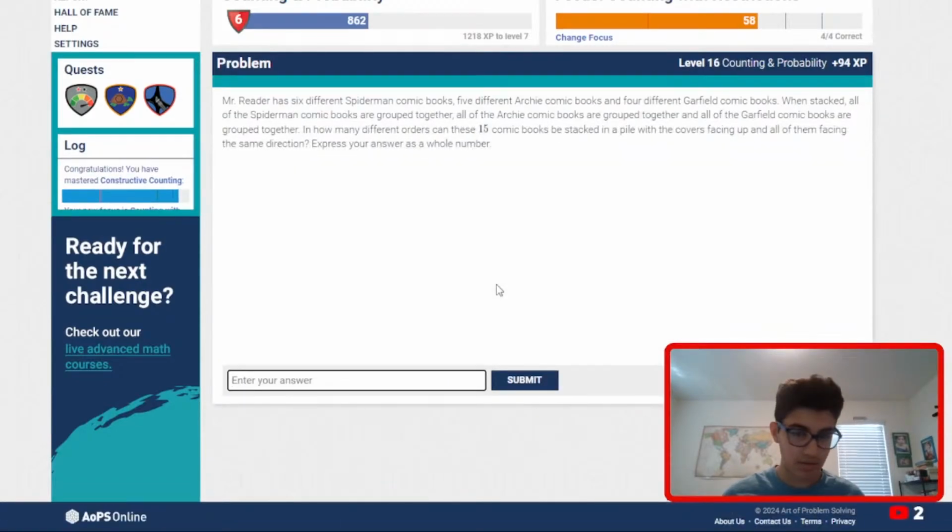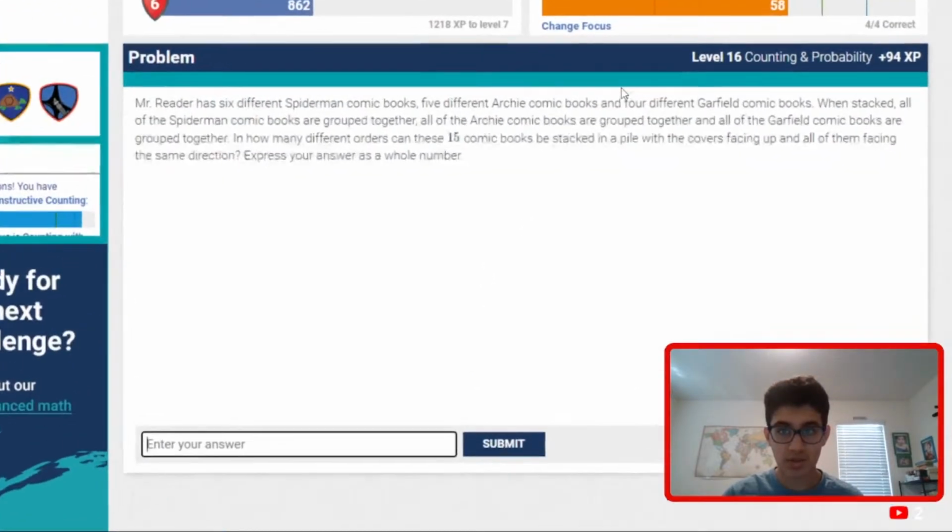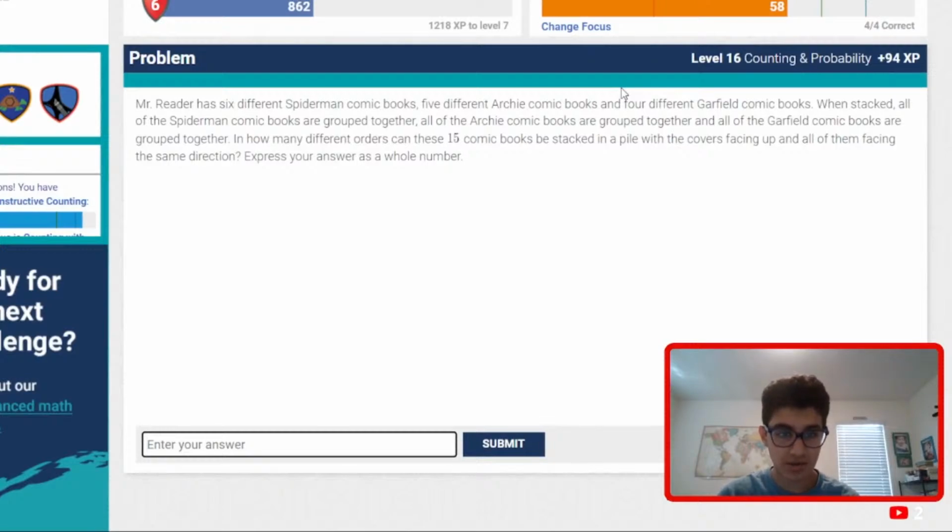Okay, great. Mastered that skill over here as well. Counting with restrictions. Mr. Reader has 6 different Spider-Man comic books, 5 different Archie comic books, and 4 different Garfield comic books. When stacked, all of the Spider-Man comic books are grouped together, all of the Archie comic books, and all of the Garfield comic books. Okay, so they're all oriented the same way. In how many different orders can these 15 comic books be stacked? So you can have the Archie books at the bottom, then the Garfield books above that, and then the Spider-Man books. So basically there are 3 ways that you can stack each of the groups.